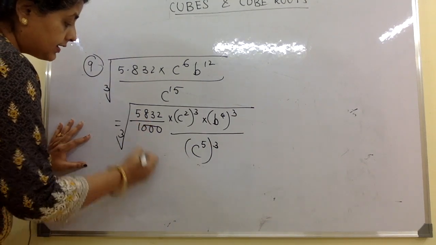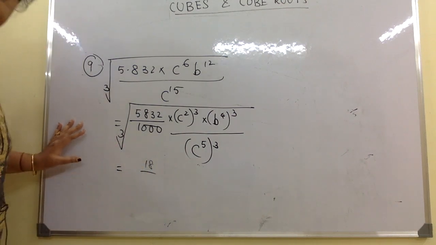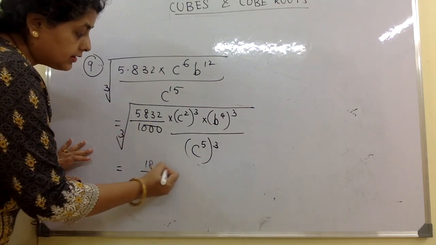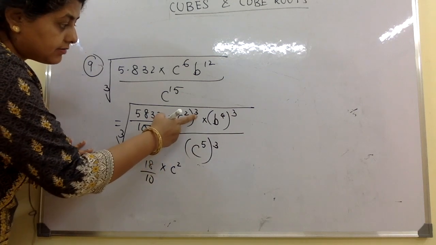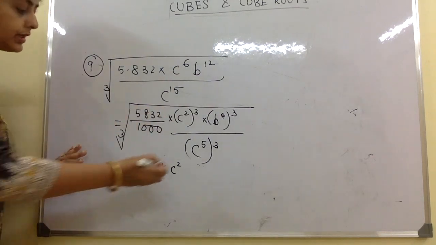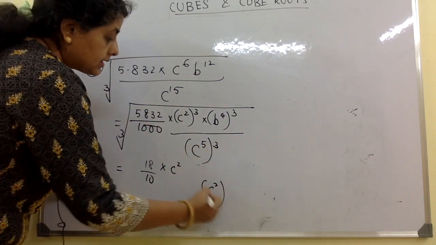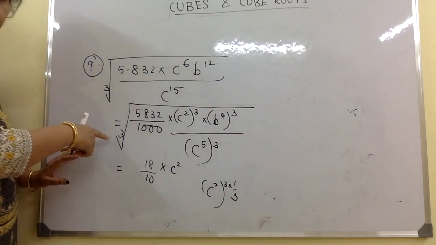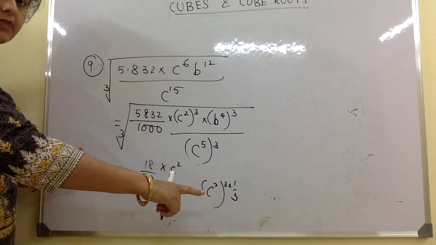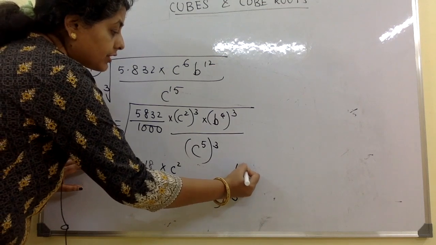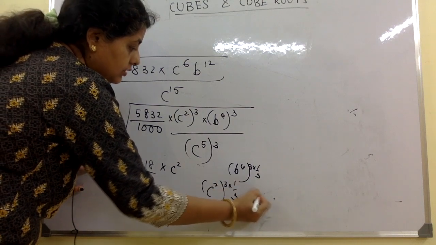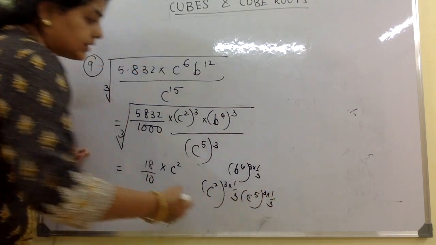So I can write an 18, then I can write a 10 for this. Here for c square, this 3 will go, because what I am doing is I am actually multiplying 3 by 1/3, because finding cube root of anything is multiplying with 1/3. Finding square root is multiplying with a half. So here also I am multiplying with a 1/3. And here c to the power 5, for that also I am multiplying with a 1/3. That is finding cube root.